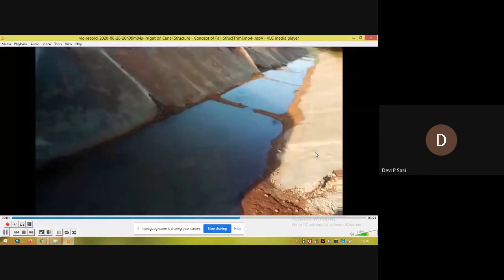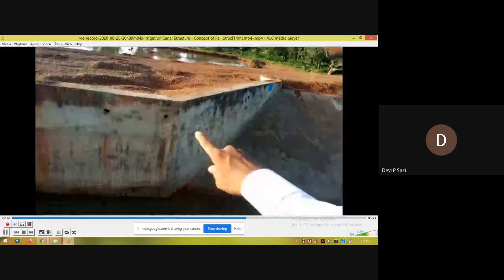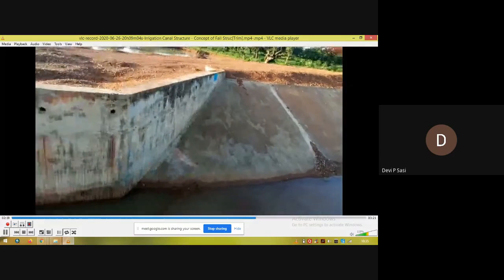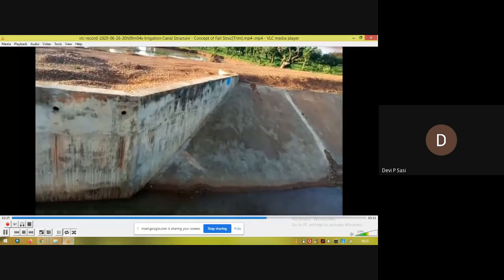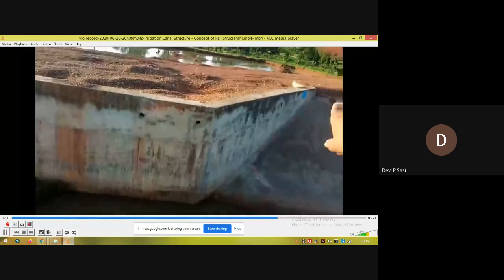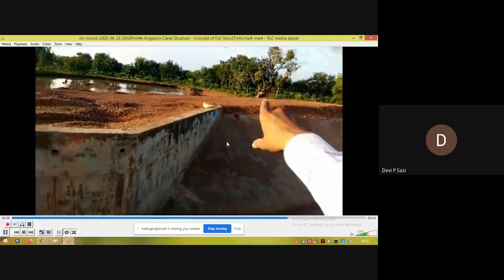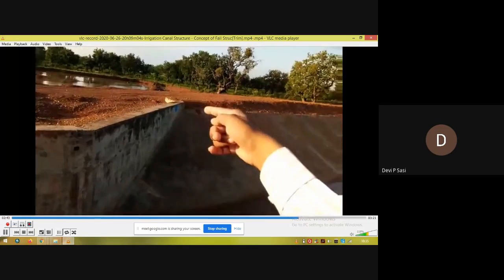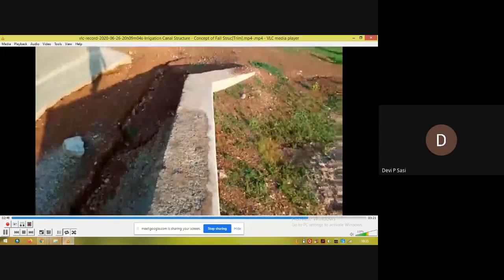You can see these are the upstream wing walls. This is the upstream region, and this is the upstream wing wall. We have told that it is not always straight, it is curved in plan. These are the upstream wing walls.